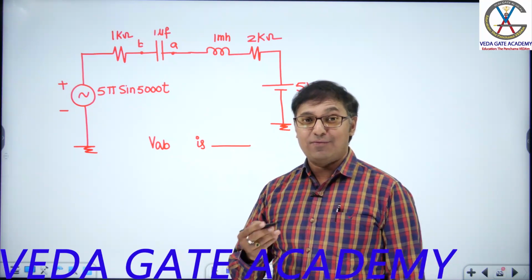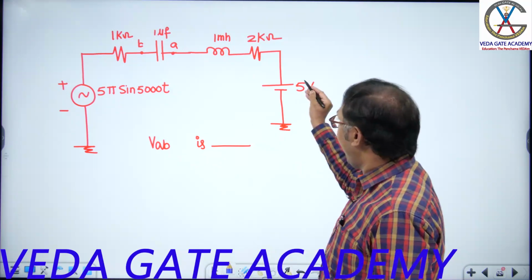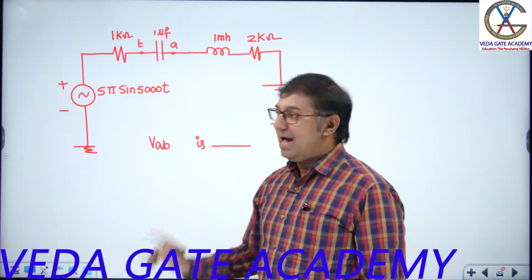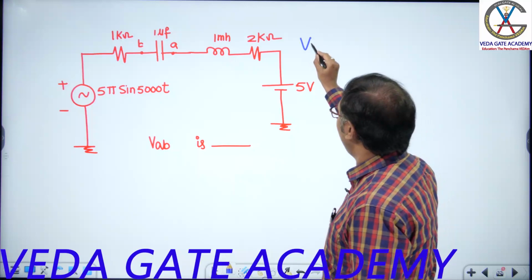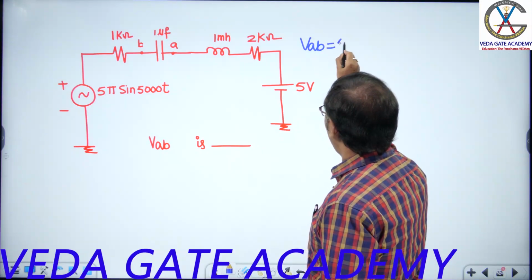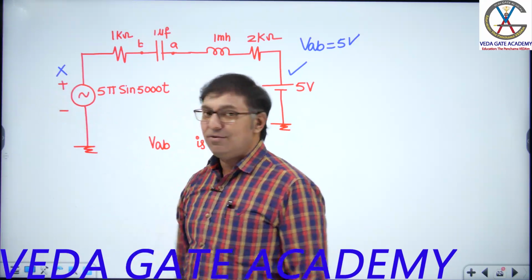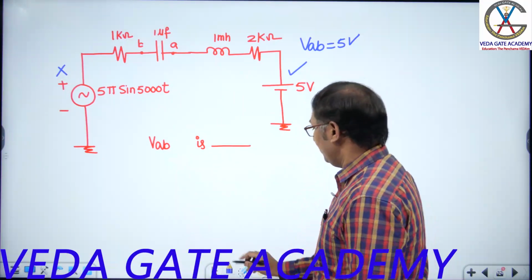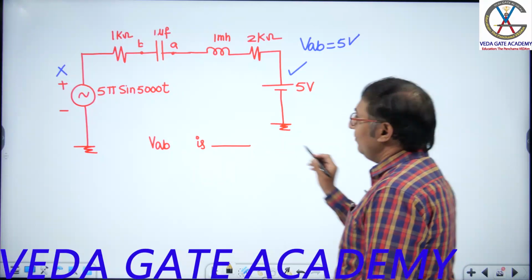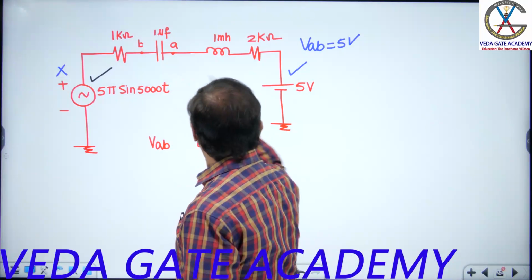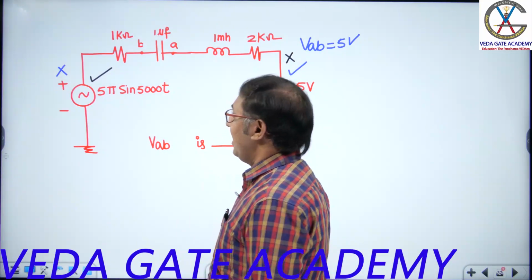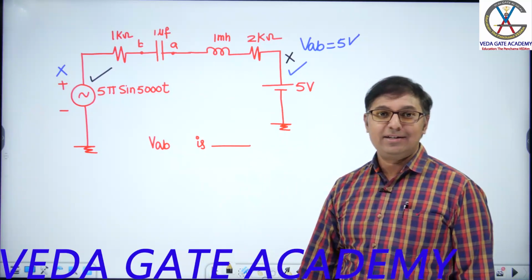Frequencies are different. When frequencies are different, use only superposition. Activate this, deactivate this. What is VAB we will be getting? 5 volts. If you activate this and deactivate this, VAB you will be getting as 5 volts. Next, activate this and deactivate this.